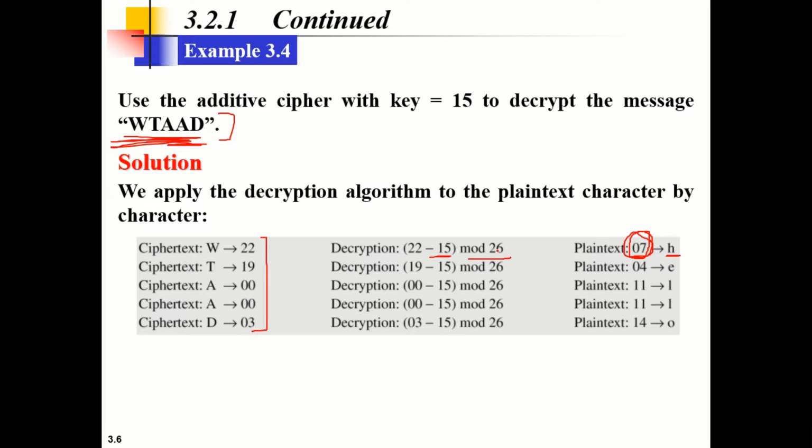Just like this, we will calculate the decrypted value for each and every letter in the encrypted message. And as a result, you can see over here, we get the original message, which was hello. So this is how the additive cipher works. We add the value of the key at the encrypting end, and we subtract the same key value at the decrypting end, so that we can get the original message.